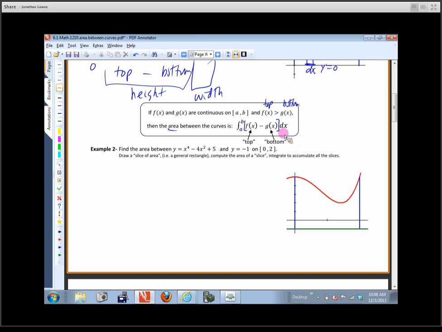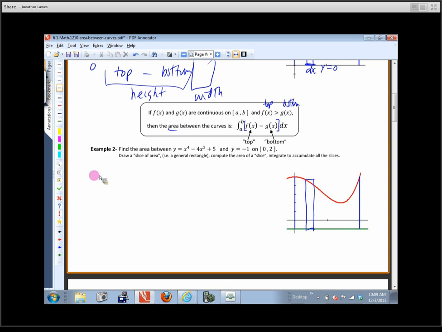Does that make sense? So let's go ahead and find the area between that same curve I showed you just a second ago and y equals -1 on the interval from 0 to 2. So again, we're going to start by drawing a little rectangular slice. So here is that slice of area. It could be drawn right next to this one. It could be drawn in the middle. It could be drawn on the end, because that just represents all of the little slices that we're going to take in order to accumulate this area.